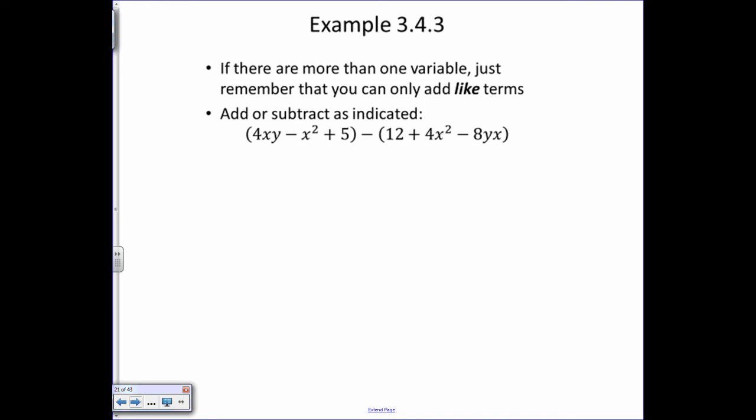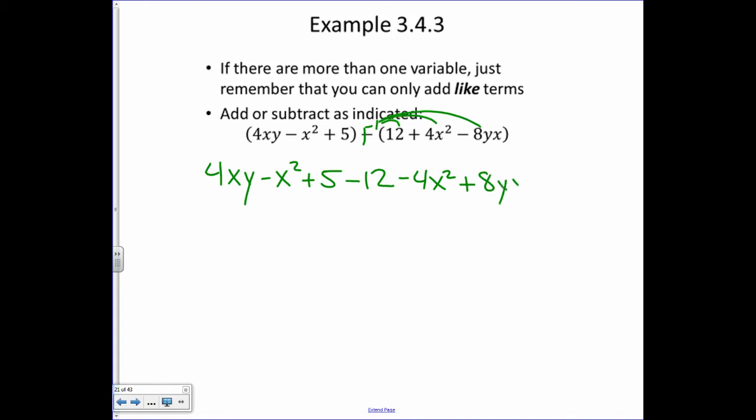If you have more than one variable, just remember that you can only add like terms. So if we want to subtract this polynomial, 4xy minus x squared plus 5, minus 12 plus 4x squared minus 8yx, we first want to start off by distributing the minus sign. We get 4xy minus x squared plus 5, minus 12, minus 4x squared plus 8yx.